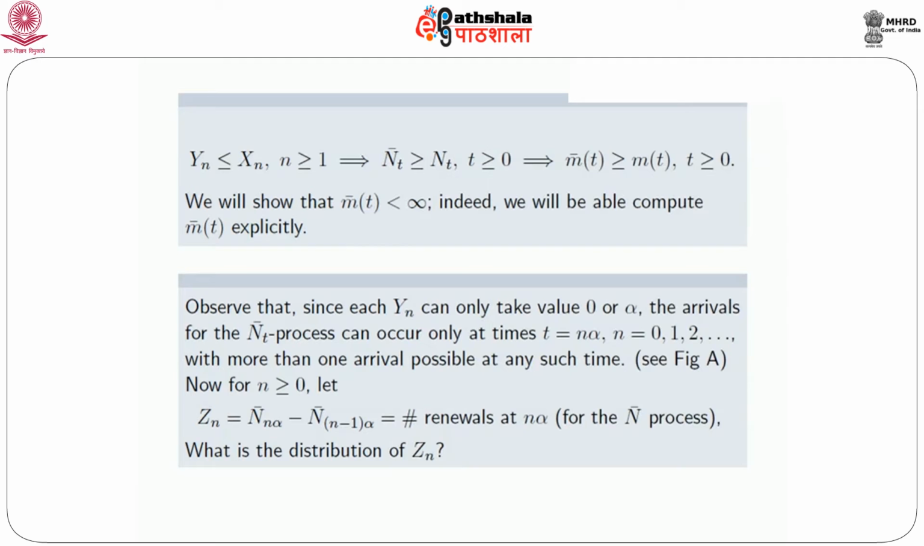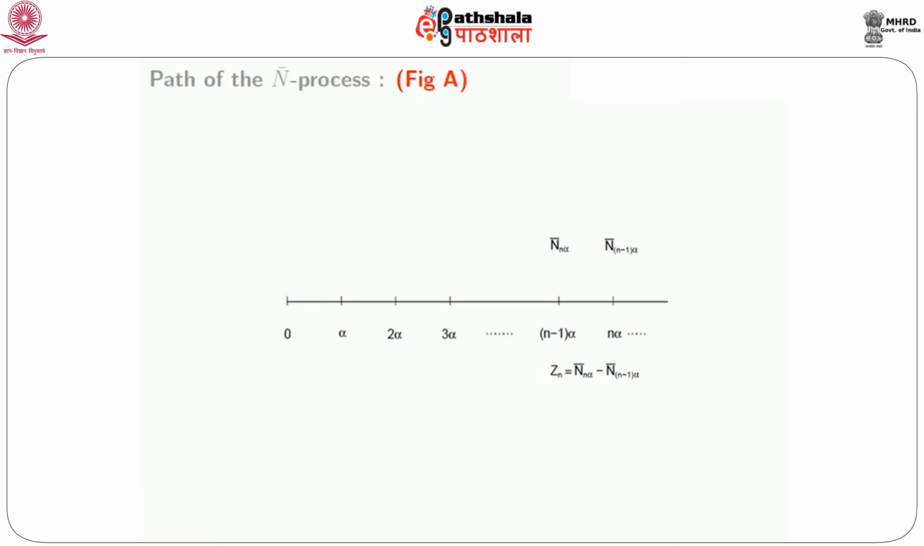Now for n greater than or equal to 0, let us denote Zn to be n hat of n alpha minus n hat of (n minus 1) alpha. So this is the exact number of renewals at n alpha for the n hat process. What is the distribution of Zn? Well, this picture would give you some idea of what the Zn's look like. So this is the path of the n hat process. If you look at the picture, you can convince yourself. This is what happens.